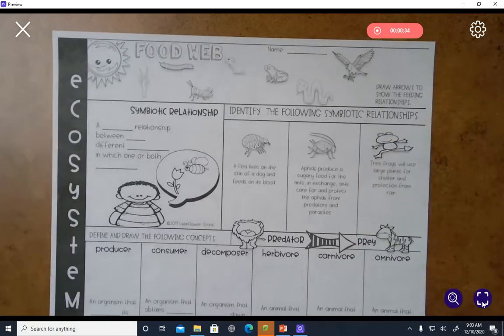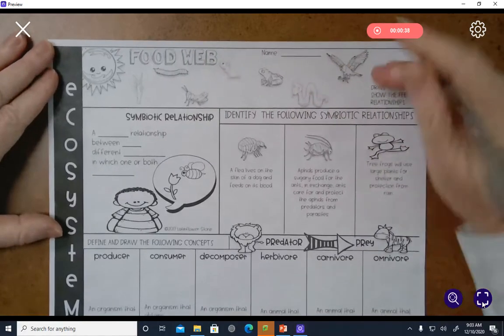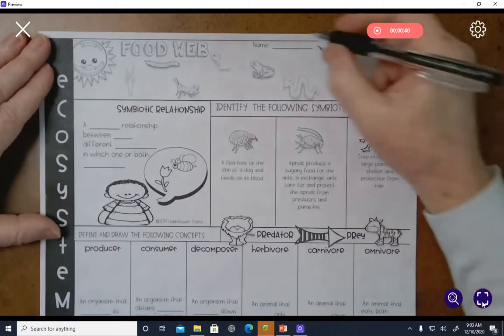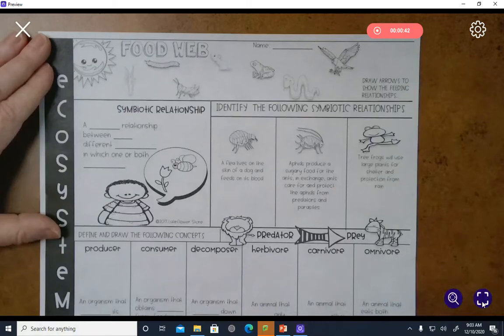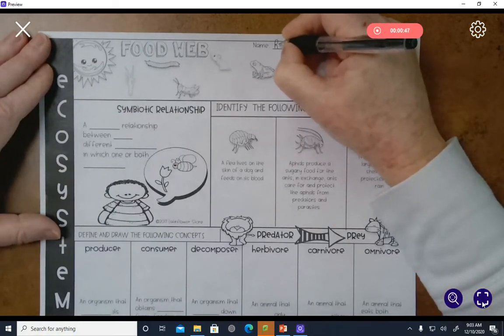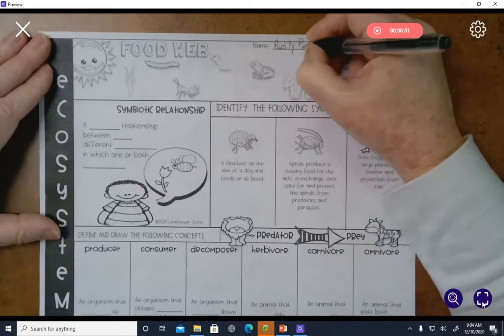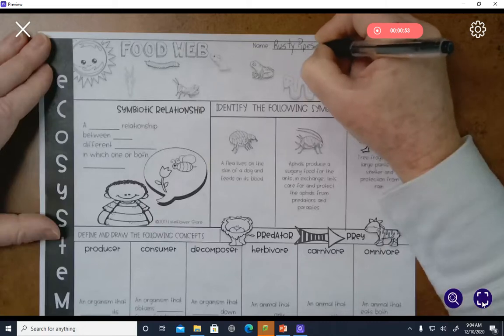So I am going to put my name on it, so in case I take a picture of it, Ms. Fagundes can see who it belongs to. Rusty Pipes is my name.